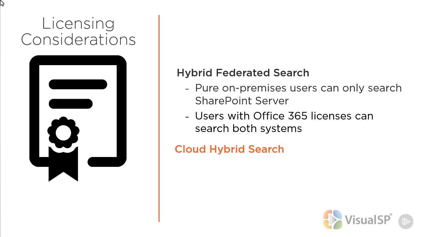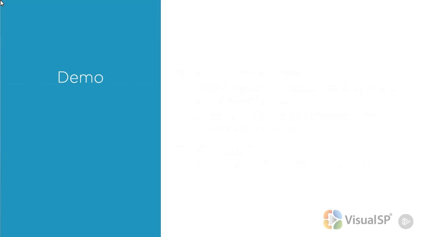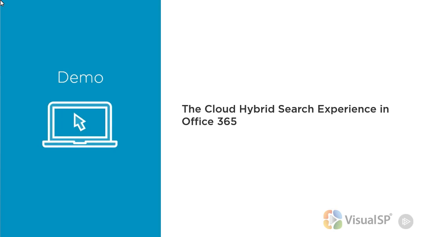However, with Cloud Hybrid Search, since the index is in SharePoint Online, all your users need to have an Office 365 license because they need to be able to log in and authenticate against SharePoint Online to get items from that index. So it's something that you need to prepare and budget for: if you're going the Cloud Hybrid Search route, all your users need to have an Office 365 license. So let me go to the demo and show you the Cloud Hybrid Search experience in Office 365.